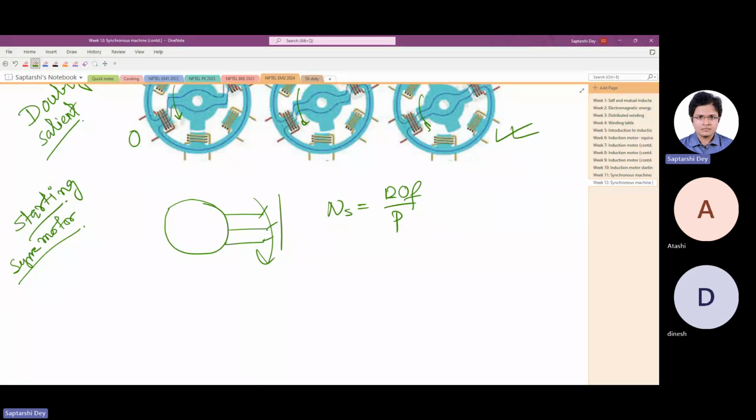It cannot rotate. You can do this mathematically also. Torque is proportional to sine delta. Now, if it is rotating so fast, the average of sine delta becomes 0. So a synchronous motor cannot start. A synchronous motor is not self-starting.